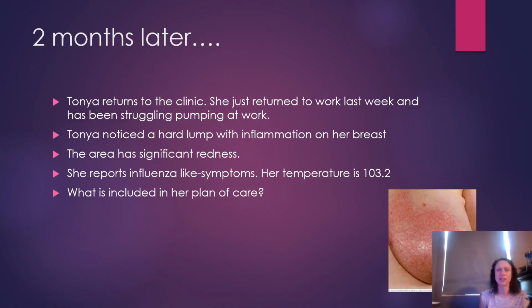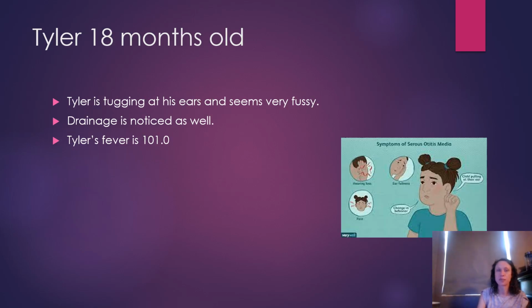The area has significant redness. She reports influenza-like symptoms. Her temperature is 103.2, very high, right? What's included in her plan of care? So we're thinking mastitis, right? She's got the very classic signs of mastitis. She's got the influenza-like symptoms, the reddened area. She's got like the soreness on her breast. It's swollen. So yeah, we're thinking definitely mastitis.